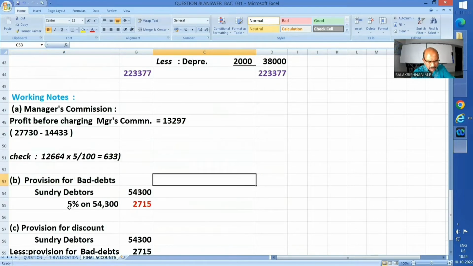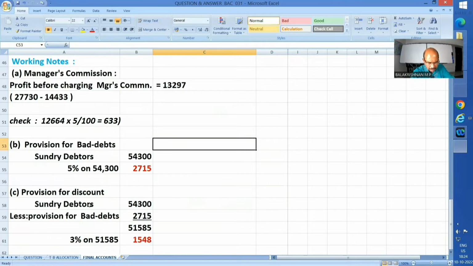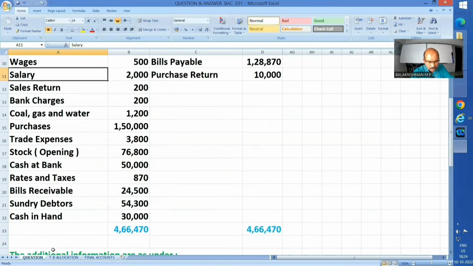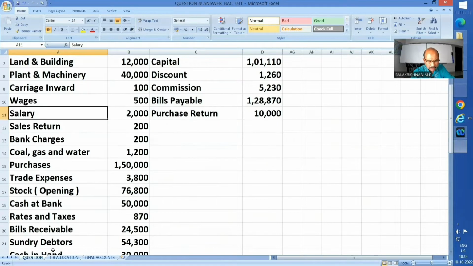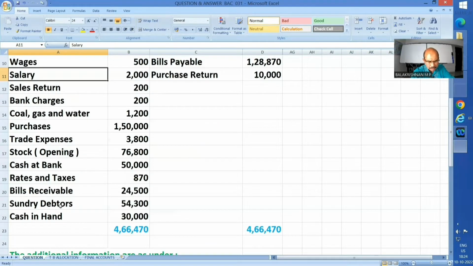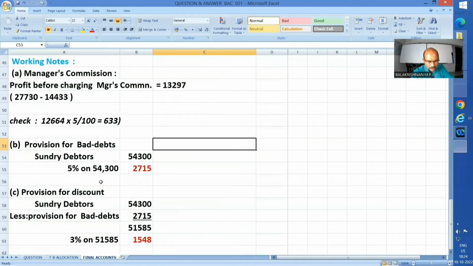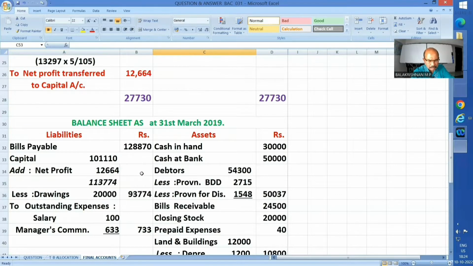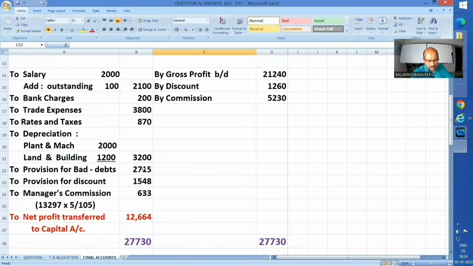Calculation is that 5% on 54,300, because the debtors amount they have given here is 54,300. On that 5% comes 2,715. That I am showing here, right?